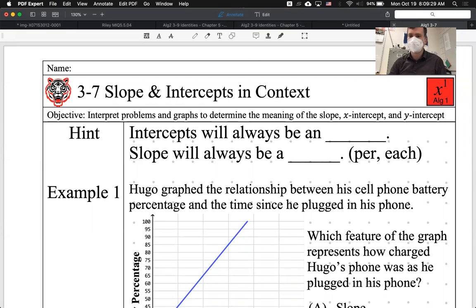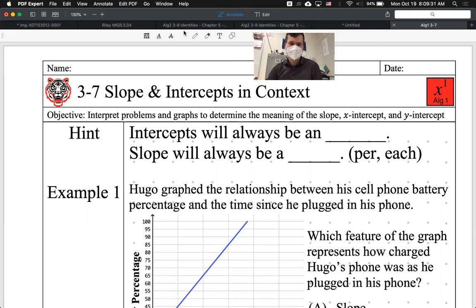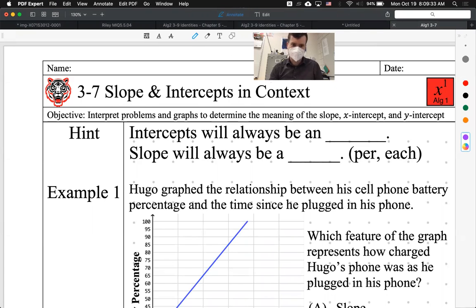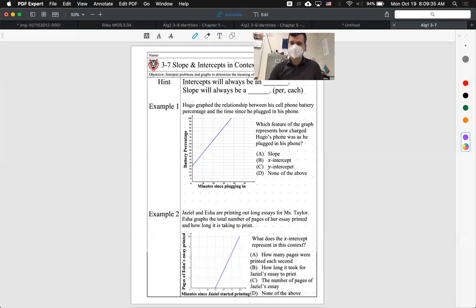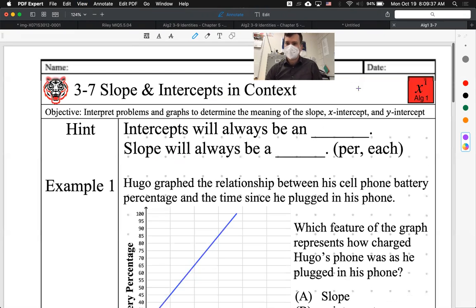All right, so we are in Algebra 1. Today's lesson is 3-7, slope and intercepts in context. Today's date is Monday, October 19th, 2020. Our objective today is to interpret problems and graphs to determine the meaning of the slope, X-intercept, and Y-intercept.